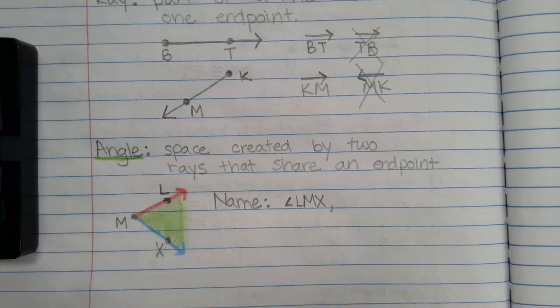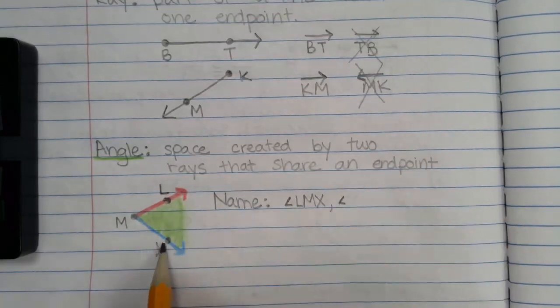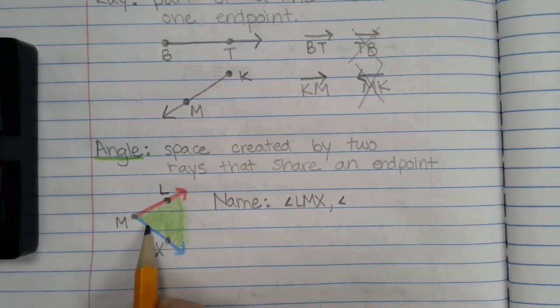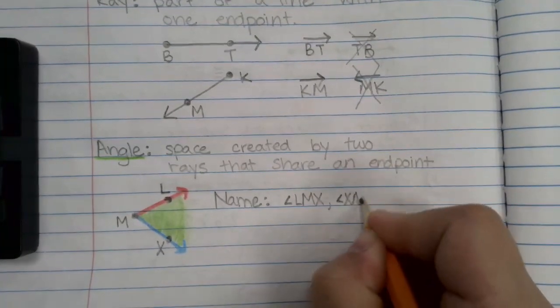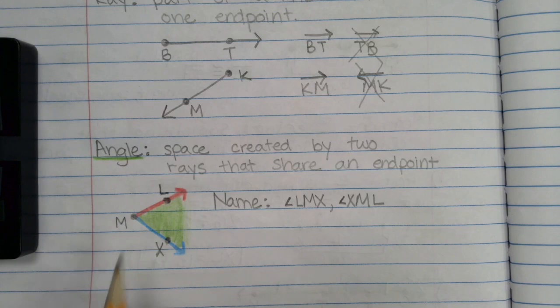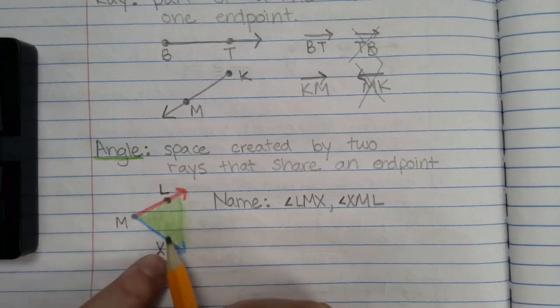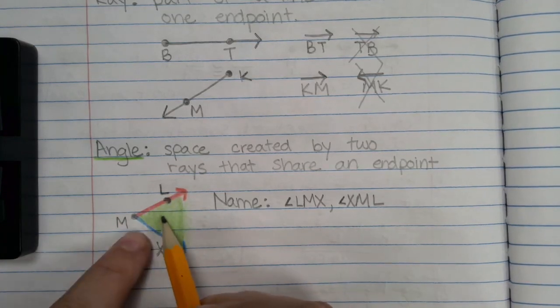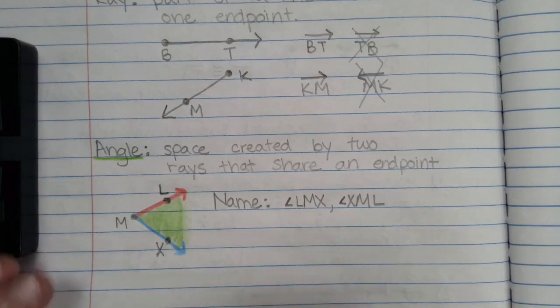So instead of starting at L, what other point could I have started at? X. If I start at X, which point would I go to next? M, and then L. Good. XML. Could I do MLX? No, if I do MLX, that's implying that L and X have a ray connecting them. And then we're looking at the in-between there, which isn't there. So those are the only ways we can do it with letters.